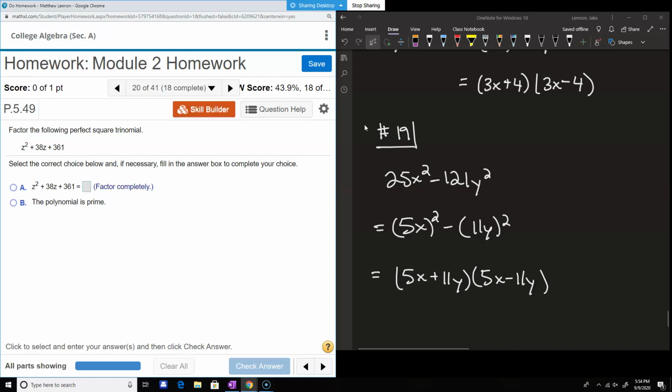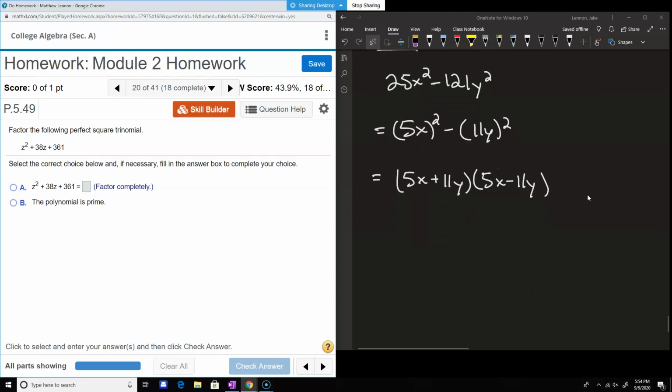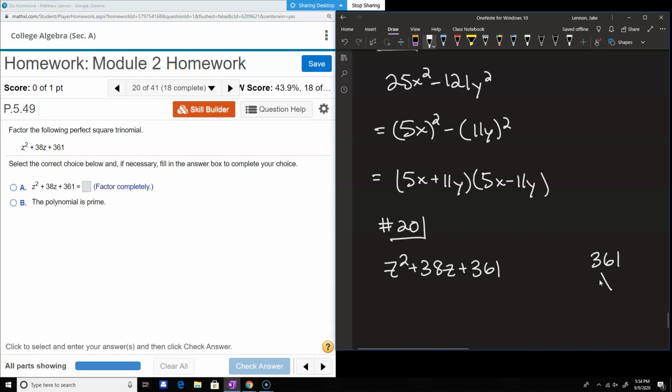Okay, this one says factor the perfect square trinomial. They appeal to a formula, but we don't need to. We can just use the regular method that we've been dealing with so far. So they're using z squared plus 38z plus 361. So again, this is the easy case. We just need to look at that last number, 361, and you need to find two numbers that multiply to 361 but add up to 38. So it turns out that that's just 19 times 19. 19 times 19 makes 361.